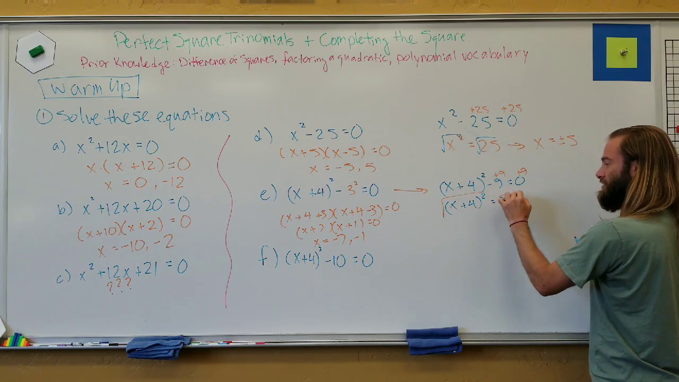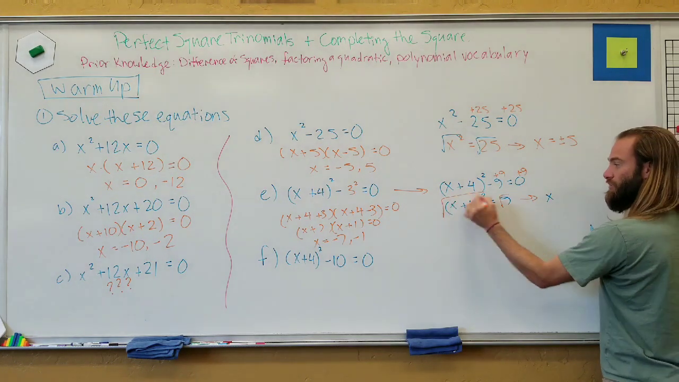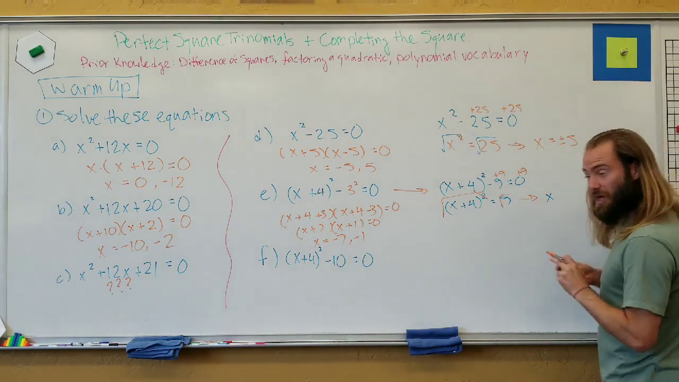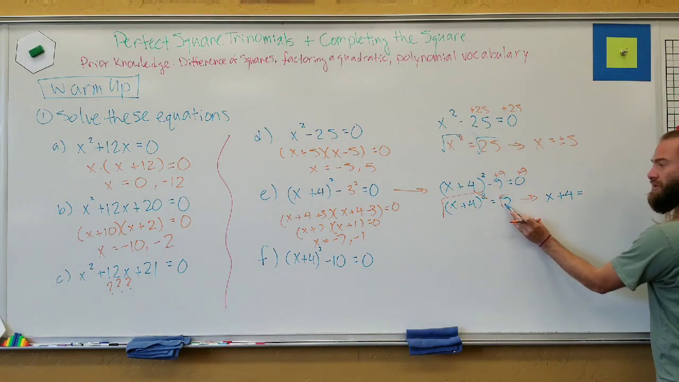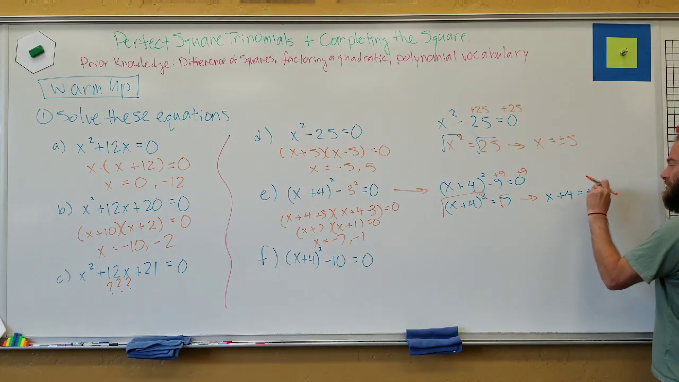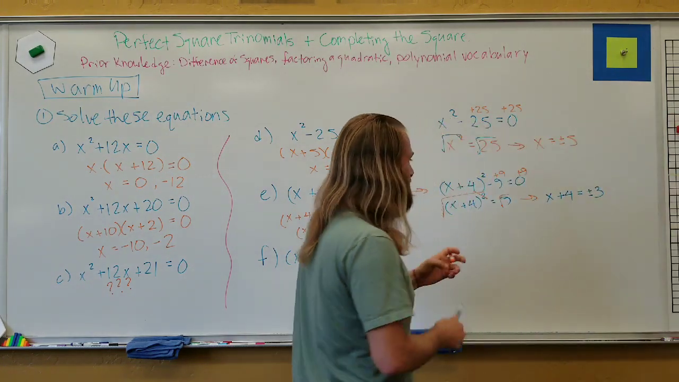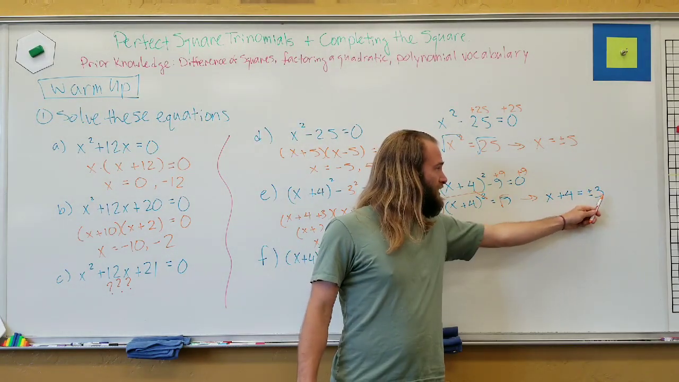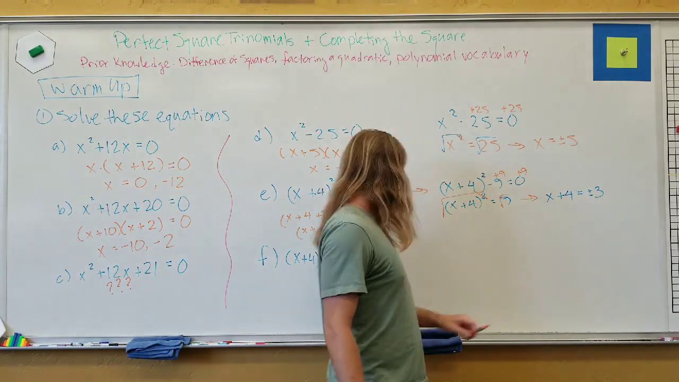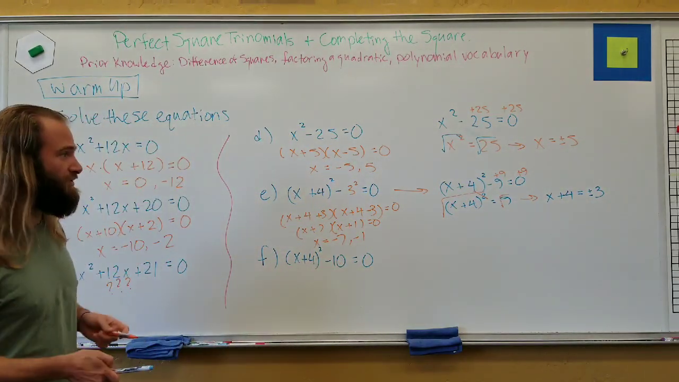I could square root both sides, and remember the square root and the squared undo each other, right? So it just gives me x plus 4 equals square root 9 is 3. But remember, it's plus or minus 3. And here's the cool thing. Since it's either positive 3 or negative 3, and we subtract 4 here, we're either going to get negative 7 or negative 1. So it still works out the same way.